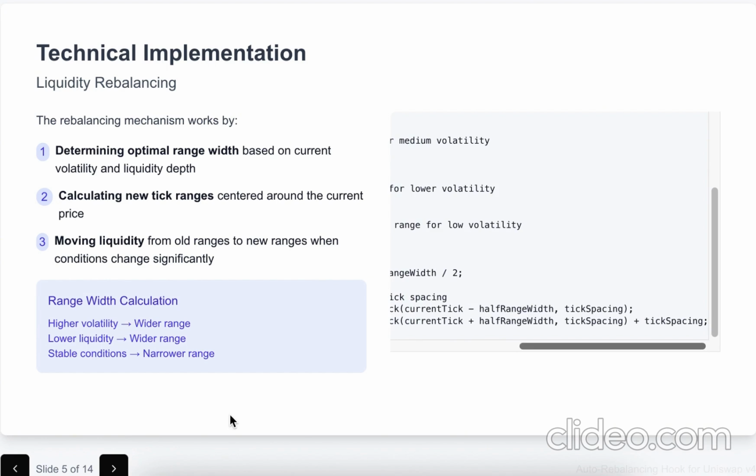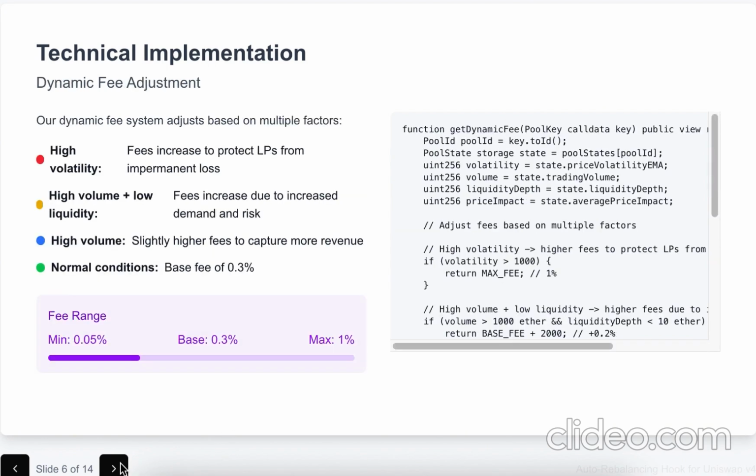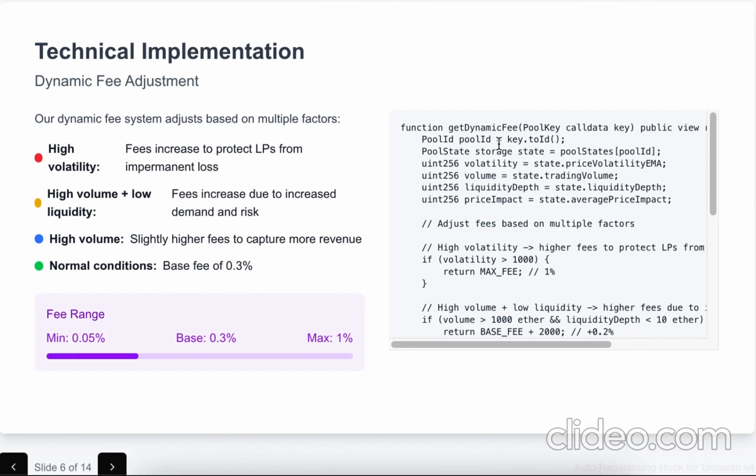Let's move to the third core feature's technical implementation. That's the dynamic fee adjustments. Our dynamic fee system adjusts based on multiple factors. During high volatility, the fee increases to protect LPs from impermanent loss. When trading volume is high but liquidity is low, the fee increases to capture more value. In normal market conditions, the fee returns to the base level. Let me show you how the fee calculation works.